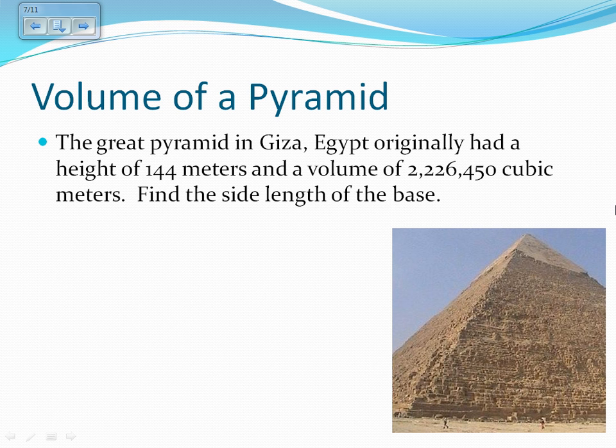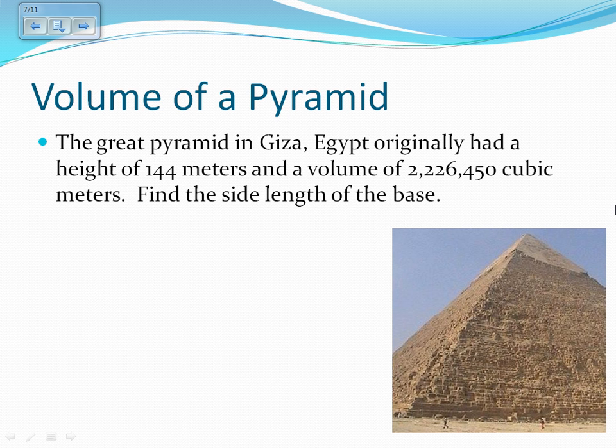The Great Pyramid in Giza had a height of 144 and a volume of 2 million, and a lot, 2 million cubic meters, right? 2 million plus. Find the side length of the base.